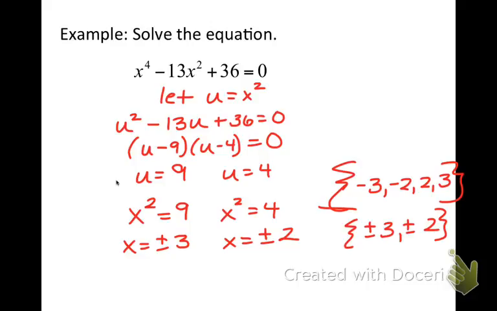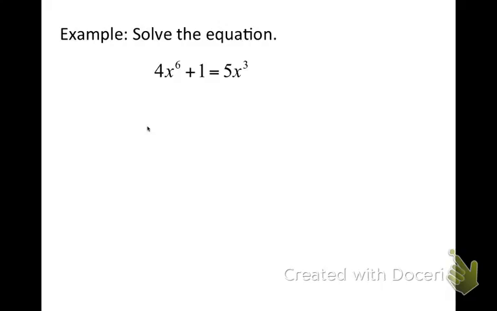Alright, so let's make it a little bit more complicated than just a 4th power. Let's make it a 6th power. So we have 4x to the 6th plus 1 equals 5x to the 3rd. Should we move everything to the left or to the right? To the left. So that 5x to the 3rd is going to become 4x to the 6th minus 5x to the 3rd plus 1 equals 0.